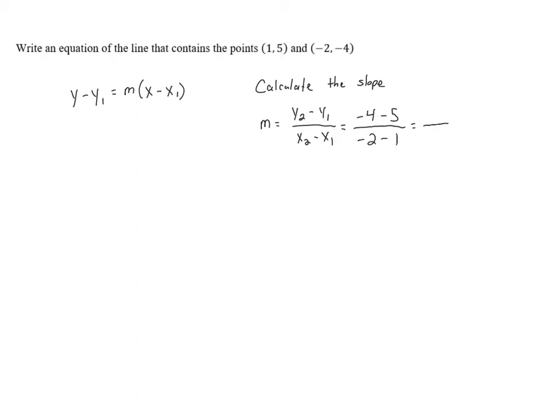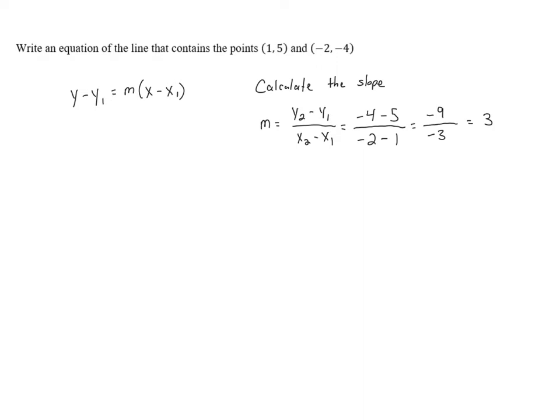In the numerator, -4 minus 5 ends up being -9, and -2 minus 1 is -3. -9 divided by -3 is +3. A negative divided by a negative is a positive. So we have our slope, we have a point, we can use point-slope form. We can actually use either one of these points to get the same answer in the end.